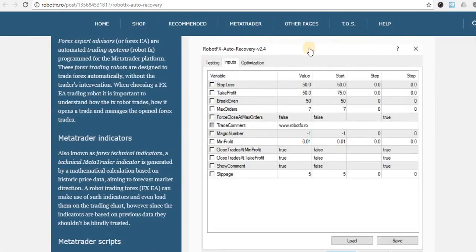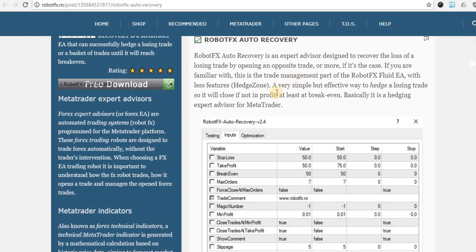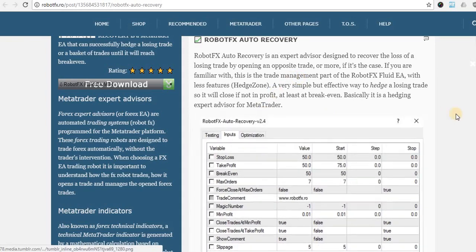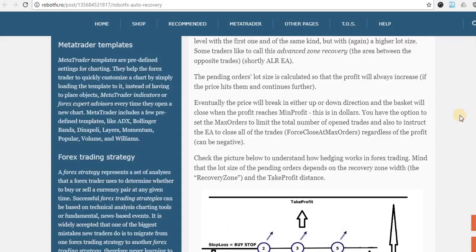That reminds me that we should also tell our webmaster to change this picture here.